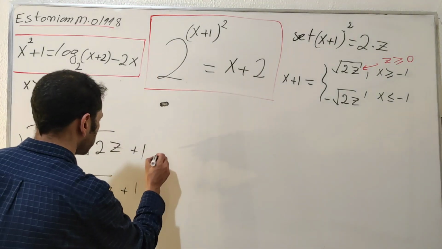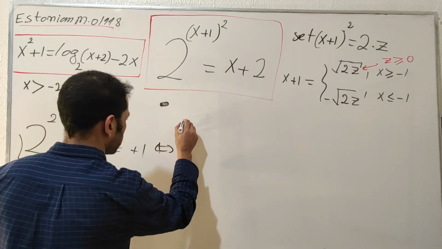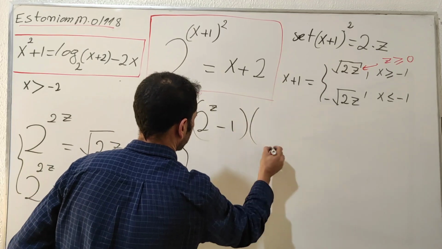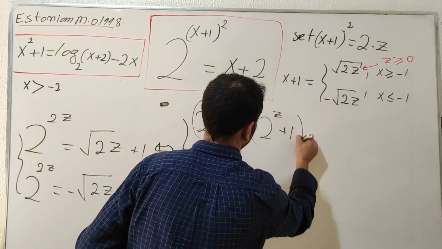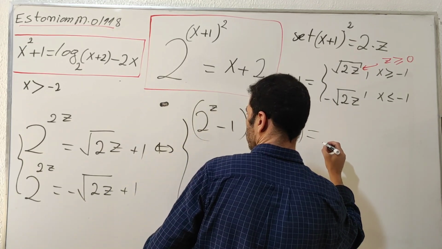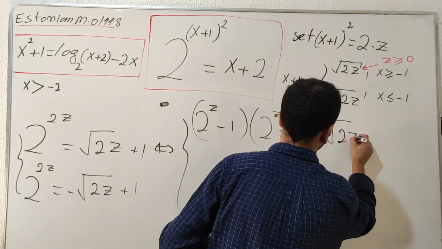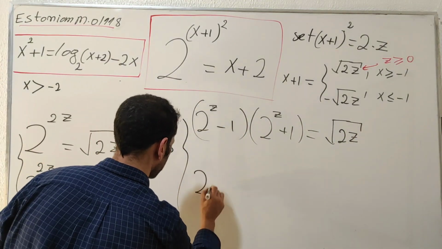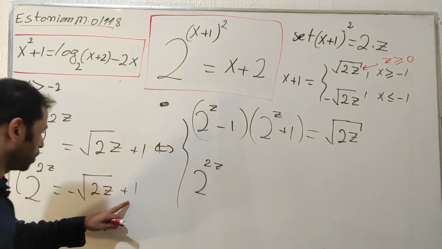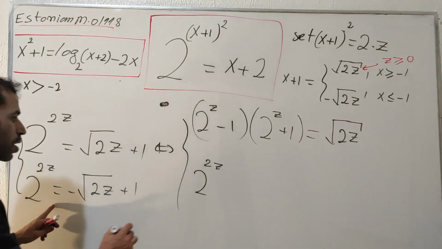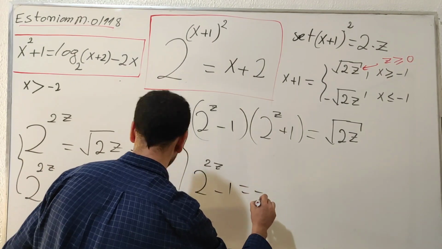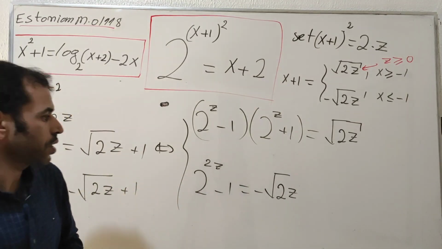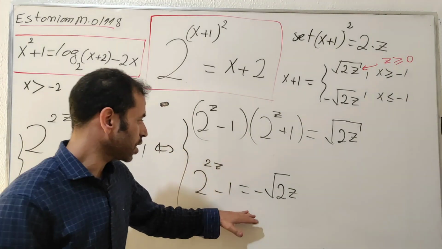So for the first equation, I get the following expressions. I get 2 to the z minus 1 factor 2 to the z plus number 1, which equals square root of 2z. For the second equation, I will have 2 to the 2z. Moving over this number 1 to the left becomes minus 1, which equals minus square root of 2z. So I'm going to apply a nice game here. Let's start with the second equation.